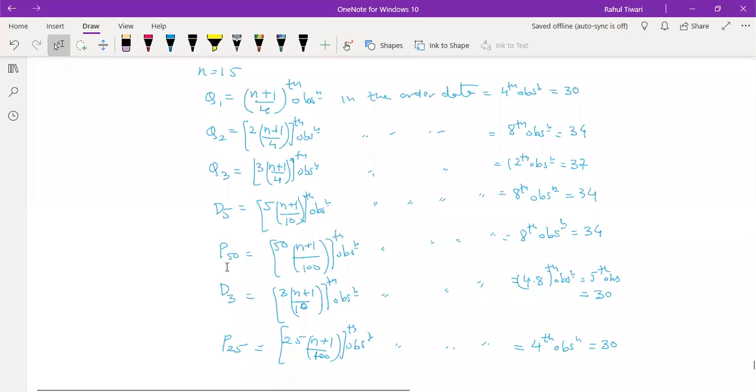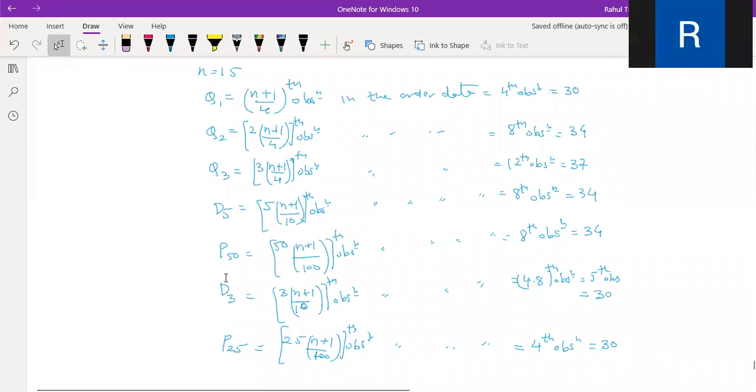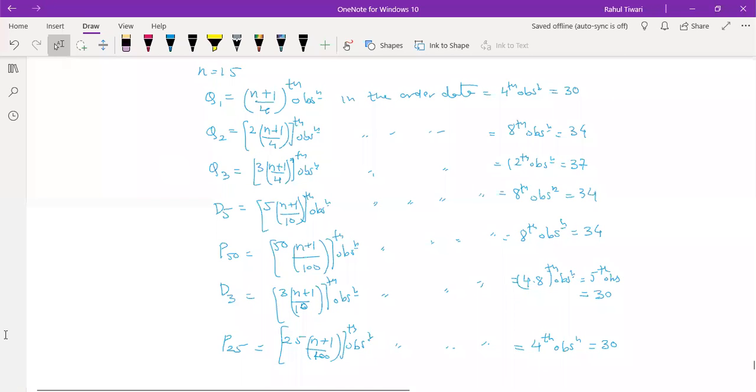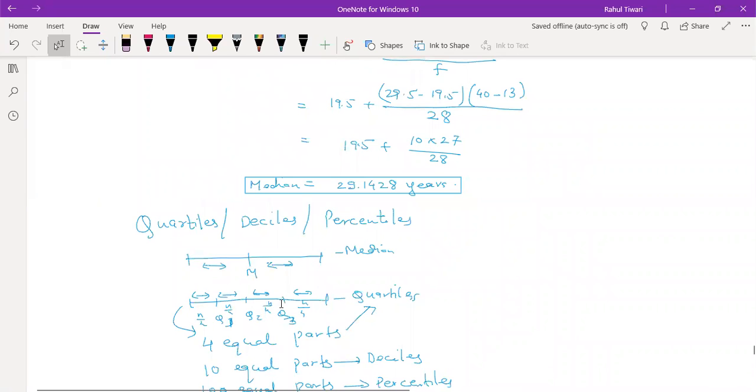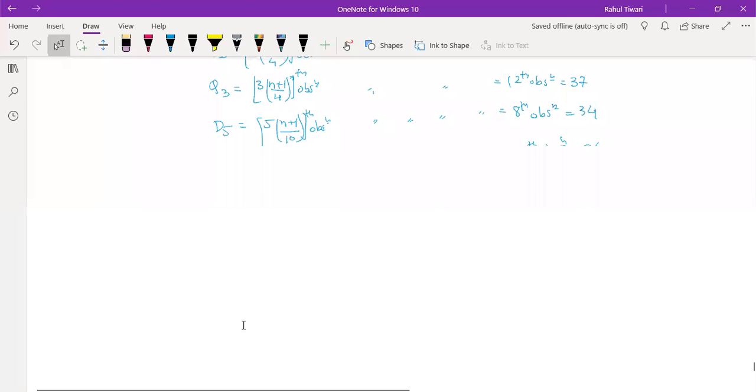Similarly, you can see P50. P50 means your data is divided into 50% here and 50% here. Are you getting my point? This is looking like a graph, like a line. If I'm saying D5 means it is in the middle, is it equal to Q2? So your quartile 2, decile 5 and percentile 50 are all the same. That is what I just wanted to tell you using this graph. So Q2 is equivalent to D5 is equivalent to P50.